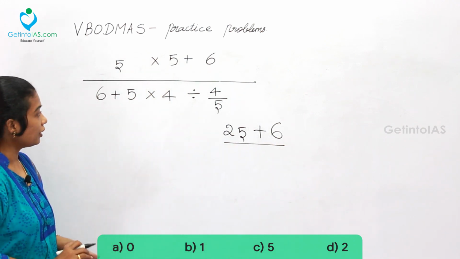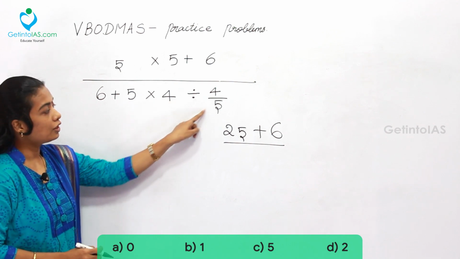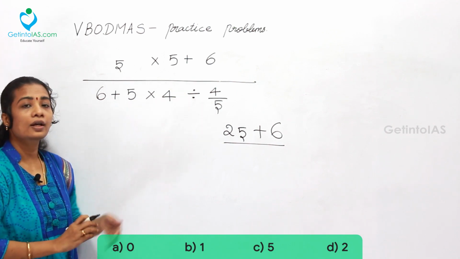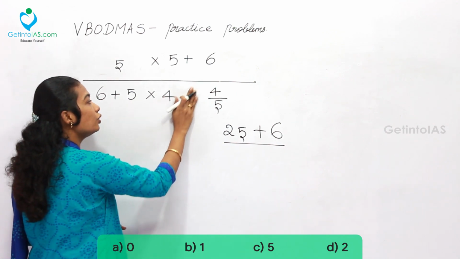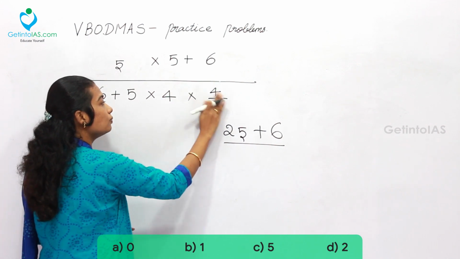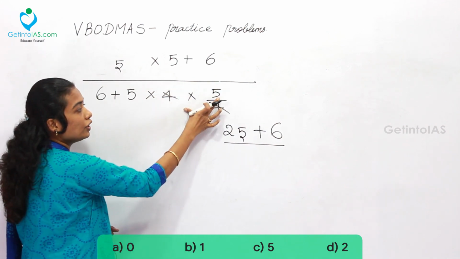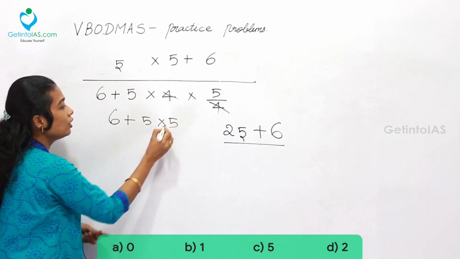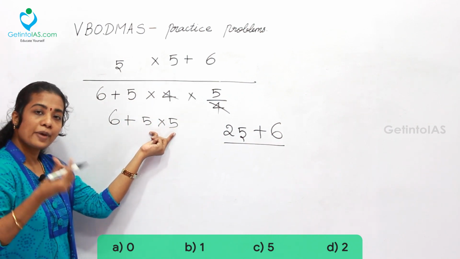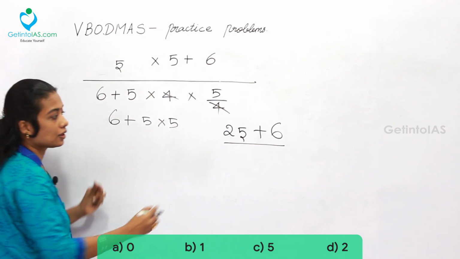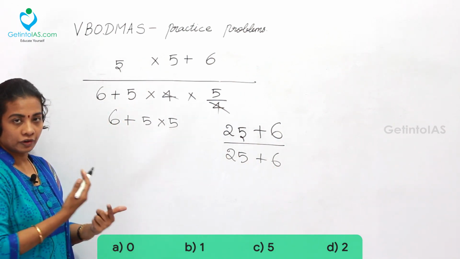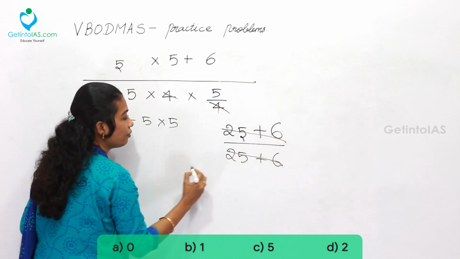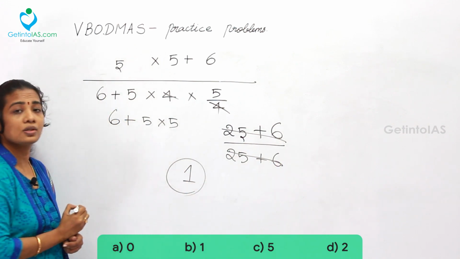In the denominator, we can do the division first. So 4 divided by 4 by 5 is equal to 4 into 5 by 4. Now let's cancel. What's the value here? 5. So let's take 6 plus 5 into 5. So here, first of all you want to do the multiplication, that is 25 plus 6. In both the cases, 25 plus 6 and 25 plus 6, both will get cancelled. Finally, the answer for this question is 1.